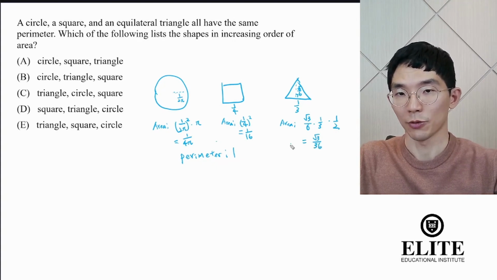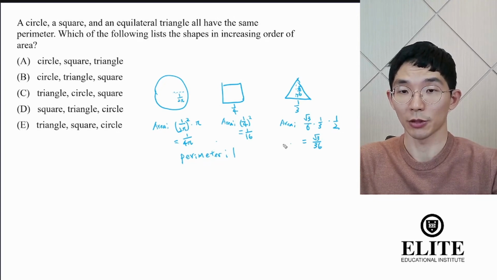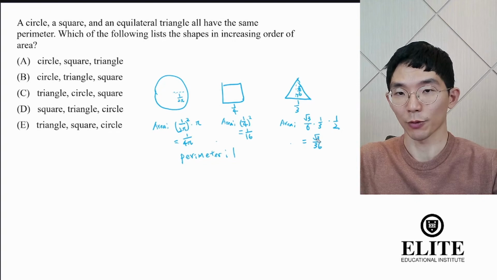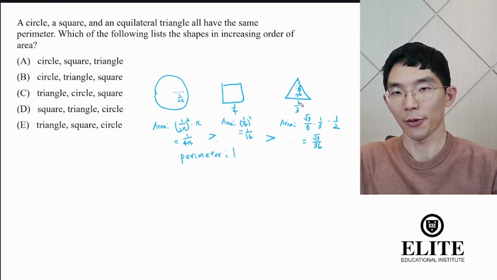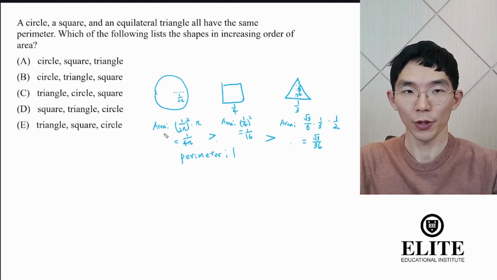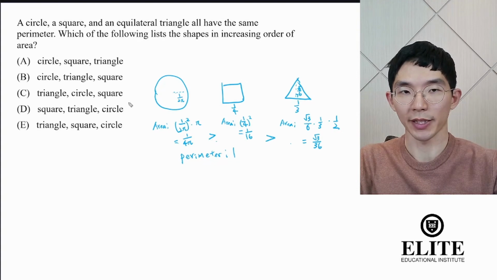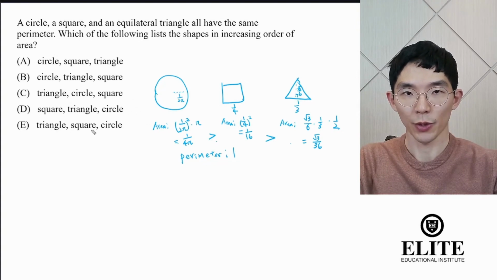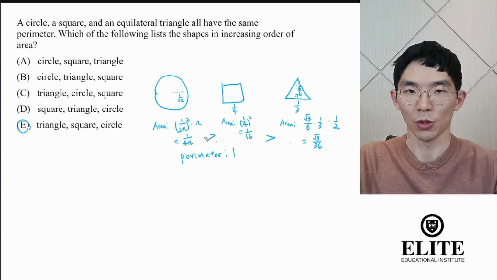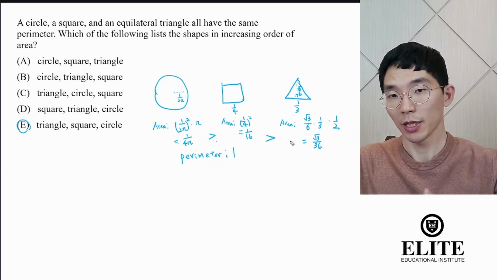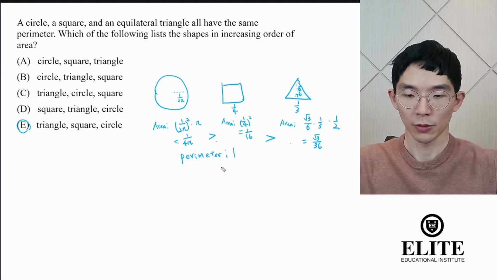So now we have 3 different values, and all we really need to do is punch them into the calculator and see what we get: 1 over 4 pi, 1 over 16, and square root of 3 over 36. It turns out that the area of the circle is greater than the area of the square, which is greater than the area of the equilateral triangle. Therefore, in increasing order of area, it is triangle, square, and circle. So the rest boils down to simply calculator work, and you will see this happen. All right? Wonderful.